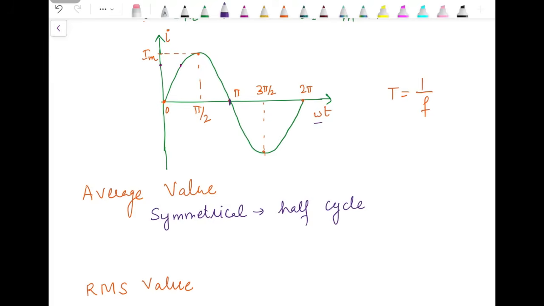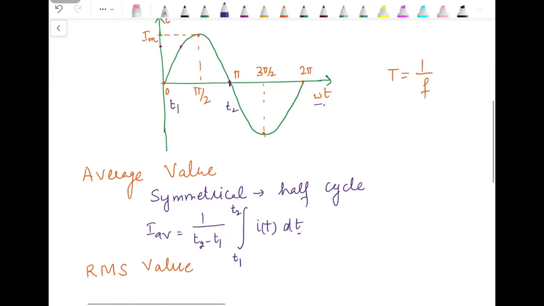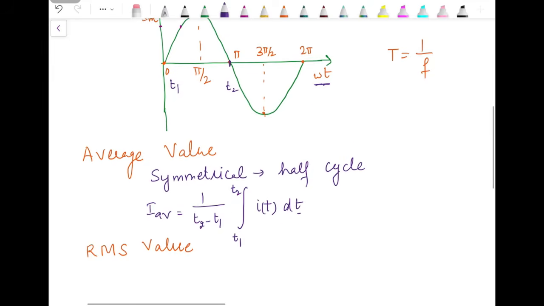So if this is time T2, this one is T1, then I average is actually 1 upon T2 minus T1, that is the time span, integral from T1 to T2 of i into dt. Now this can even be d omega t if the quantity is varying with respect to omega t. If it is varying only with respect to time, then it will be dt only.